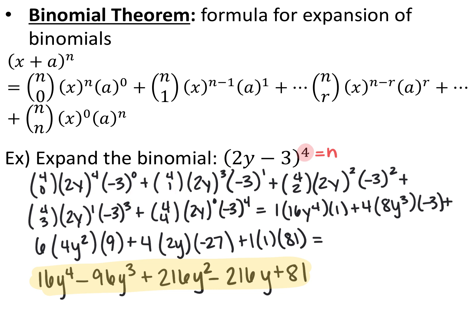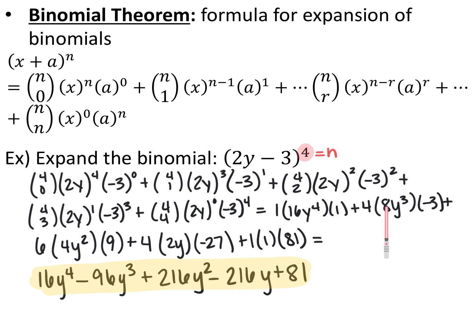And then I have 4 choose 1, 2y quantity cubed times negative 3 to the 1st, plus 4 choose 2, 2y quantity squared times negative 3 squared, plus 4 choose 3 times 2y to the 1st times negative 3 cubed, plus 4 choose 4, 2y to the 0, negative 3 to the 4th. So then multiplying all these out, anything choose 0 and anything choose itself is always 1. And then anything choose 1 or choose 1 less than it is itself. So I end up with 1, 2y quantity to the 4th is 16y to the 4th. That's one of the most common mistakes, making sure this whole term gets raised to the 4th power. And then negative 3 to the 0 is just 1.